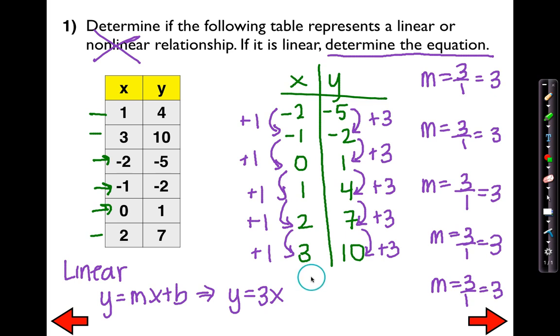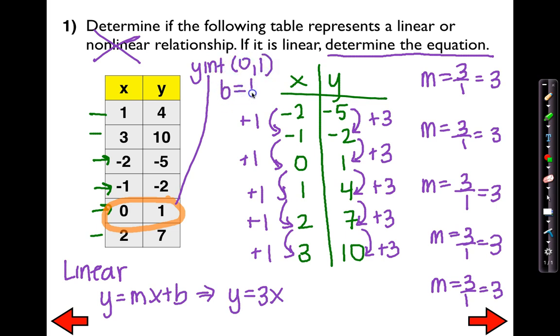Hopefully you remember b is always where x is 0 because it has to touch the y-intercept. So what's nice is that was already given to us in our table. When x was 0, y was 1. So here, essentially, this is stating that the y-intercept is 0, 1, which would mean b is 1. So here, I know m is 3. I know b, it's 1. So to finish, the equation will be y equals 3x plus 1, because that's what b is.